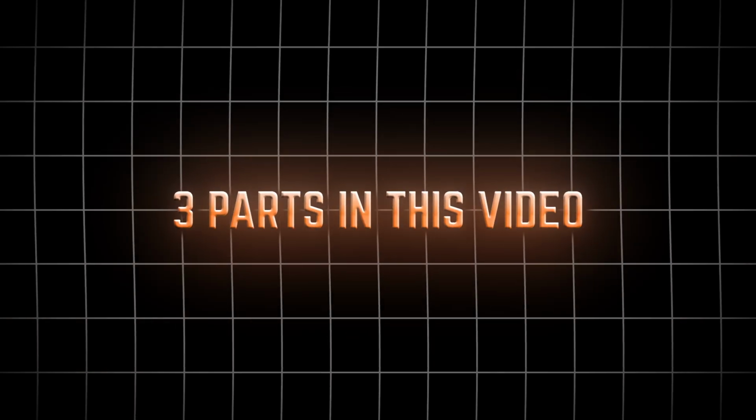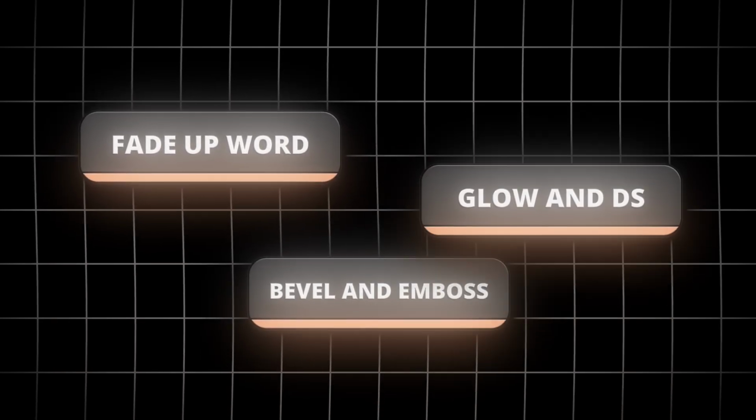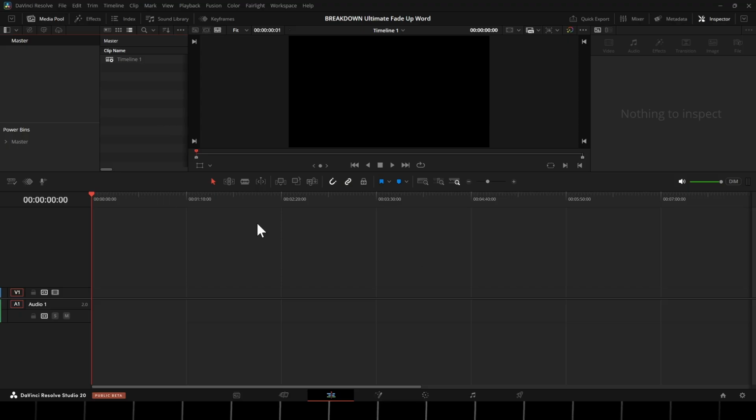There will be 3 parts in this video. First one will be fade up word. The second is bevel and emboss. The last one will be drop shadow and glow effect. Let's head into the video.